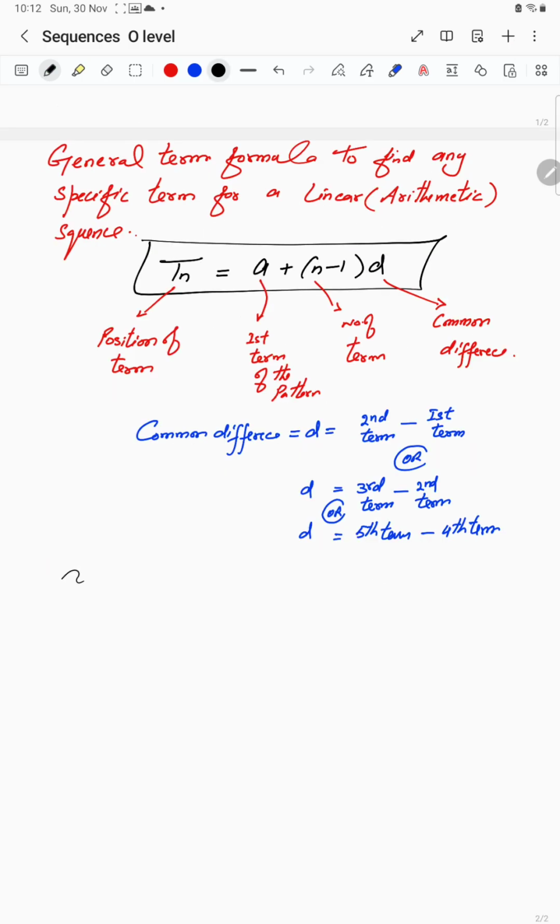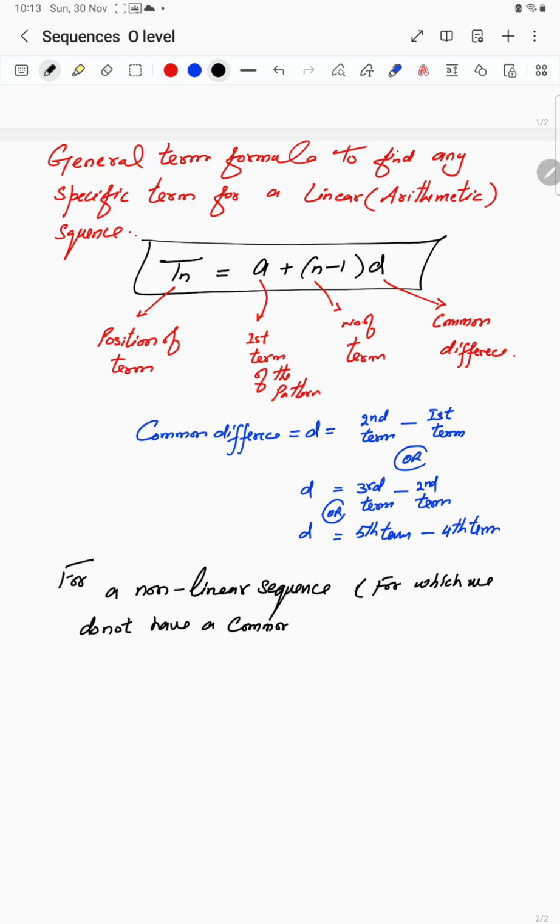For a non-linear sequence, we can say it is one in which we don't have a common difference between the terms, and there doesn't seem to be any adding or subtracting within the terms to get the successive terms. So such a sequence is called a nonlinear sequence.